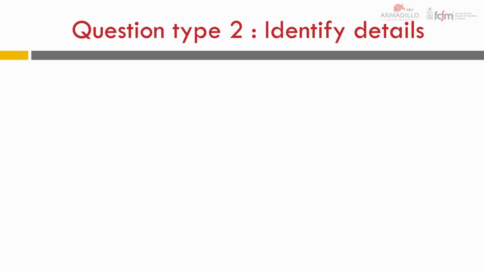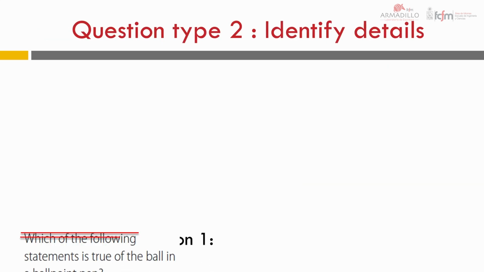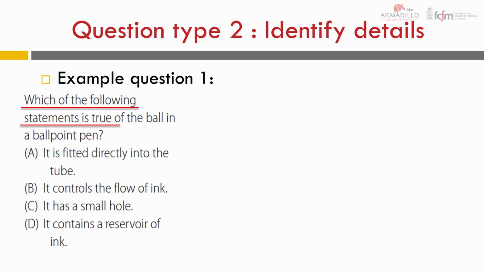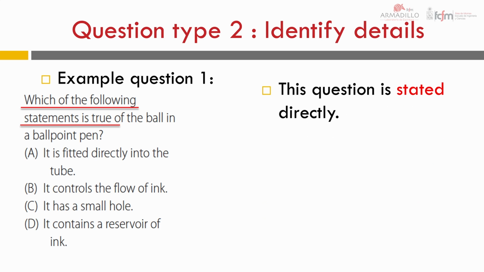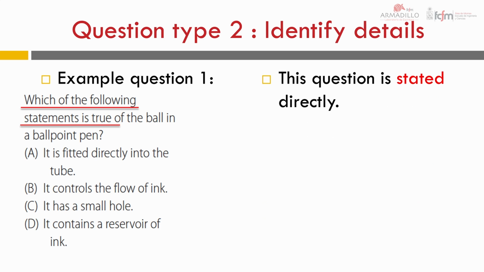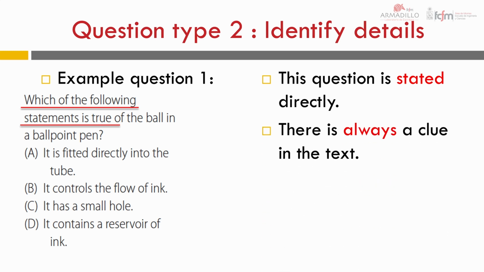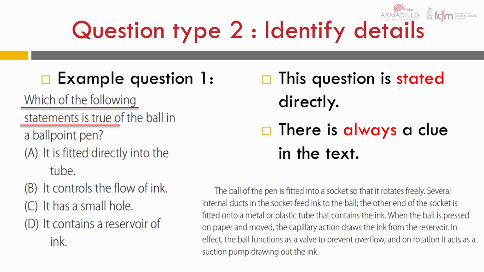So now question type 2, identify details. Here's an example. Which of the following statements is true of the ball in a ballpoint pen? And so what is underlined indicates the detail, something very specific. You'll see that this question is stated directly in the text. You'll see it in the text. Then there's always a clue. If you don't see a clue or something that tells you about this in the text, it's not the right answer. So here's our example, the paragraph that contains this piece of information.